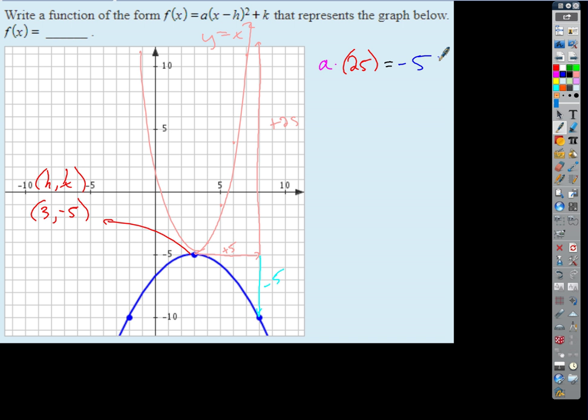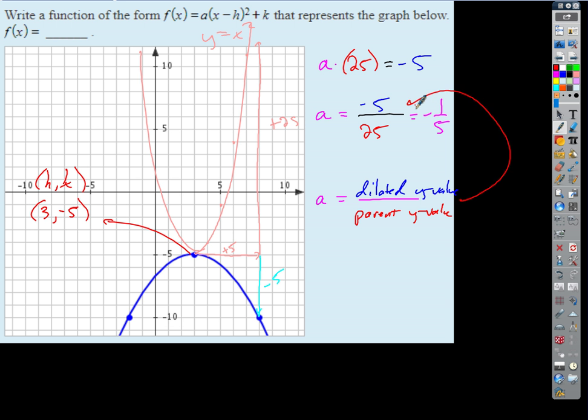So what would I do to solve for a? Yeah, divide both sides by 25. Good. So I'm going to get negative 5 over 25. Well, what is that? Negative 1/5. Good. The shortcut would even be, we always know that a equals the dilated y value divided by the parent y value, which takes us right to there, doesn't it?